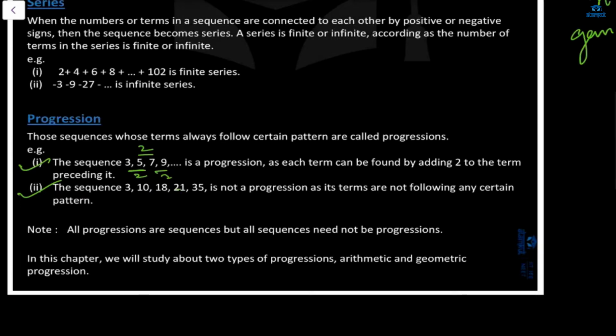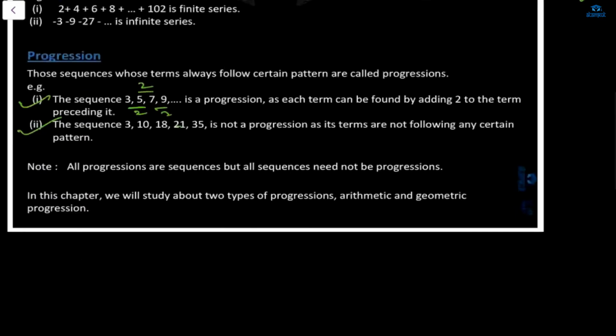The second one is not a progression. It is a sequence, but not a progression, because there is no pattern between the numbers. After 3, 10 is there. If you count the differences, the difference is not the same for all the numbers, and you cannot find any other pattern either, like even numbers or odd numbers. So no pattern is there. And as I already mentioned, all progressions are sequences, but all sequences are not progressions.